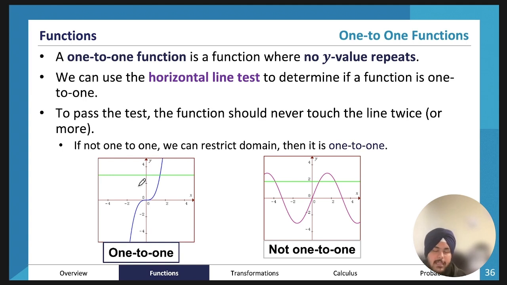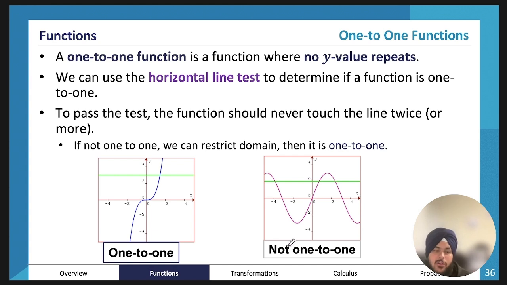So the horizontal line test is where we are determining whether the function is one-to-one. If we draw a horizontal line at any point on the graph, it should give us only one intersection, such as is shown in this graph over here. Essentially, each x value should correspond to one y value, not multiple.